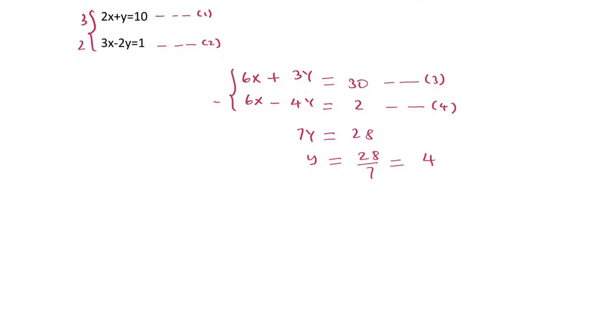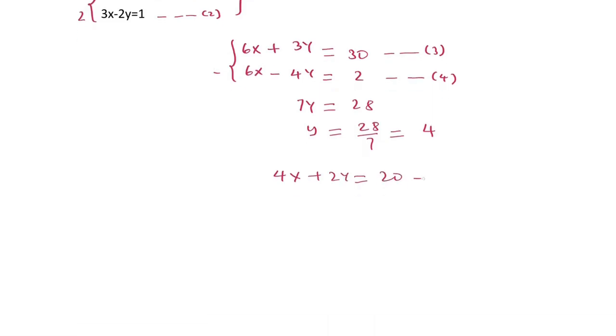Okay, so next, let us also multiply equation 1 by 2 in order to make the terms containing y for equation 1 and 2 to be similar. Then our equations are going to be 4x plus 2y equals to 20. Let us call this equation number 5. And then we have 3x minus 2y equals to 1. This is going to be equation number 6.